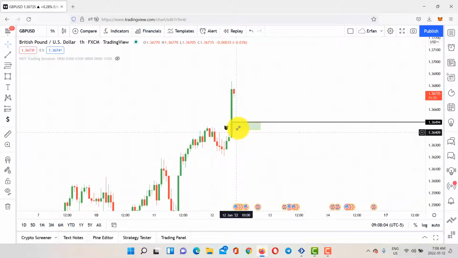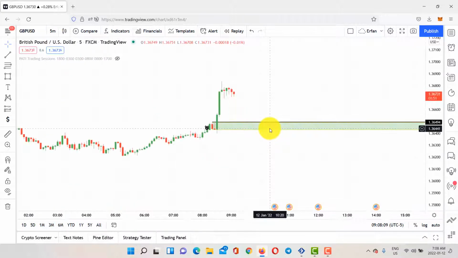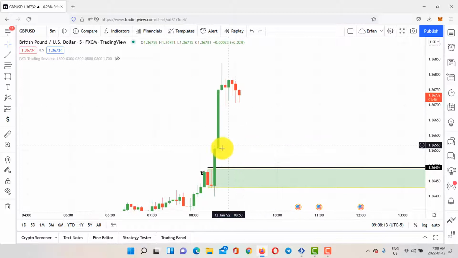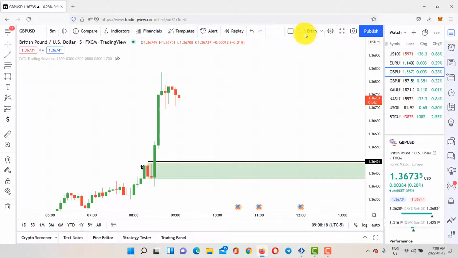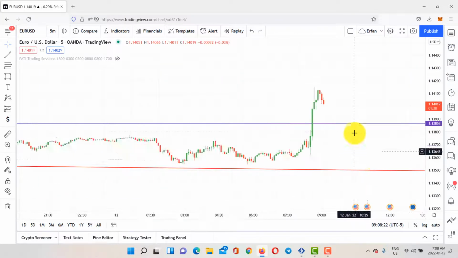So my focus is right here in 5 minutes that gives me a huge opportunity for taking my buy position. So we have a huge candle right here. So this is for GBP USD. Let's go for Euro USD. I want to see what's going on here. The same thing is happening here.